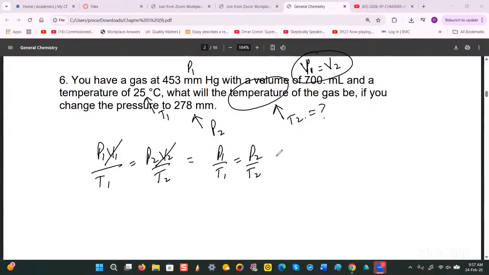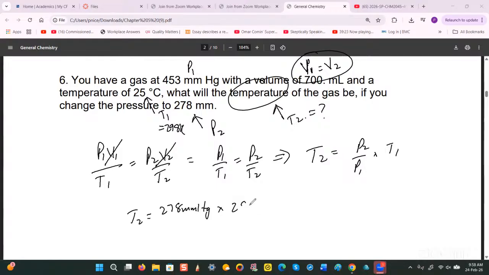So we would have to rearrange this to get T2, and when you do that, you're going to end up with T2 is equal to P2 over P1 times T1. And therefore, all we have to do from here is plug the numbers in. So for P2, that would be 278 millimeters mercury. For T1, that would be 25 degrees, which when converted to Kelvin would be 298 Kelvin. So we're going to multiply by 298 Kelvin. And then we're going to divide all of this by P1, which is 453 millimeters mercury.